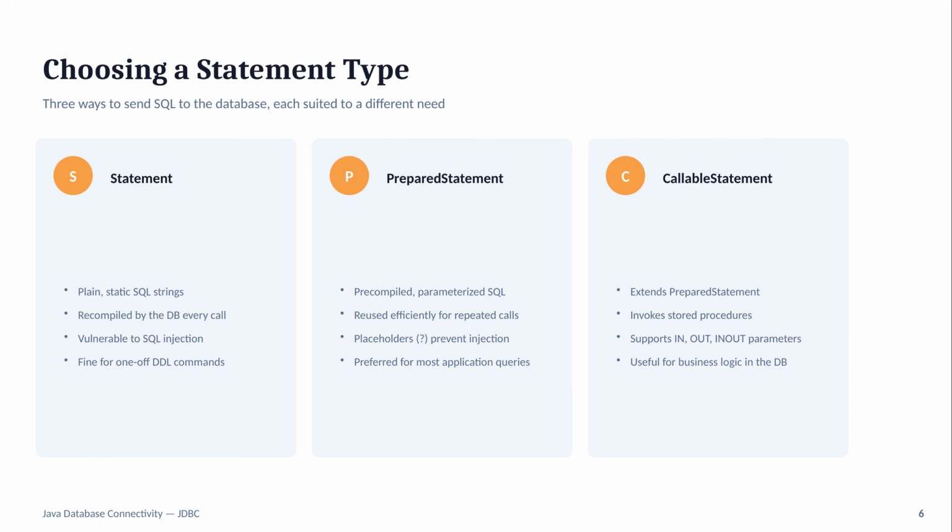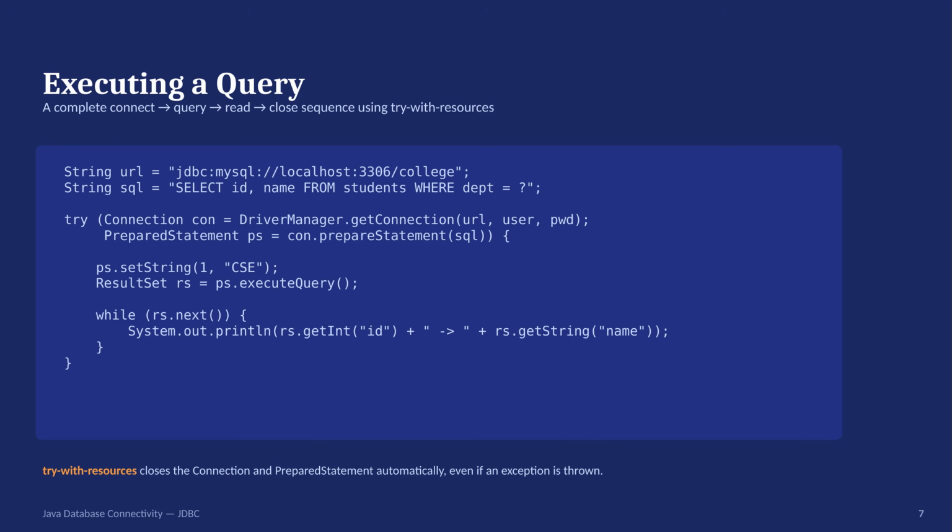Choosing a statement type. Choosing the right JDBC statement is important for both performance and security. Use a statement for simple SQL commands that don't require user input. For most applications, prepared statement is the best choice because it uses parameterized queries, improves performance, and protects against SQL injection attacks. Use callable statement only when you need to execute stored procedures in the database. As a best practice, always use prepared statement unless you're specifically calling a stored procedure.